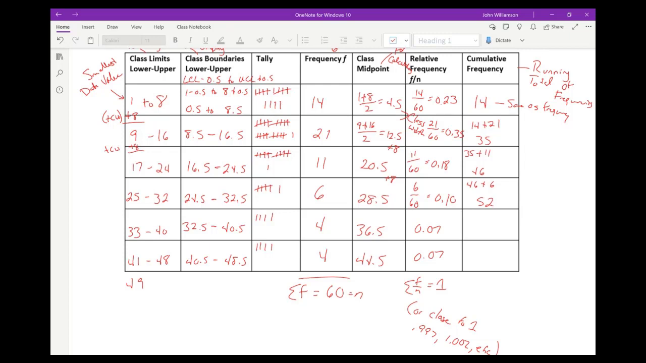And then same idea. Add 52 and 4 to get to 56. And then add 56 and 4 to get 60. One more place to check yourself. Notice this is n again, right?